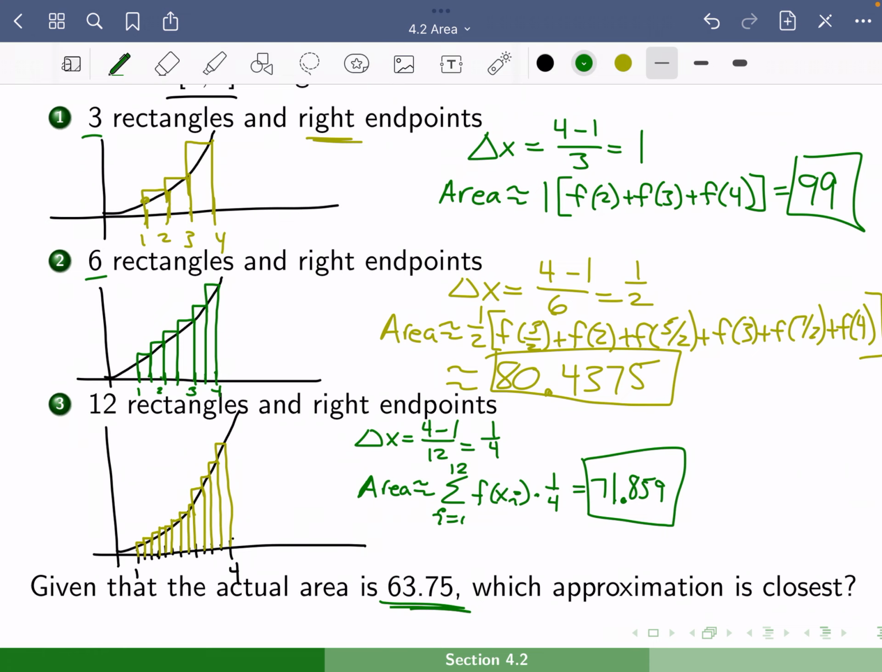So, from that, you might say, oh, so if I let the number of rectangles head towards infinity, then I should get really close to the actual area under the curve. And that's exactly what we'll see in our next video. We will see you there.